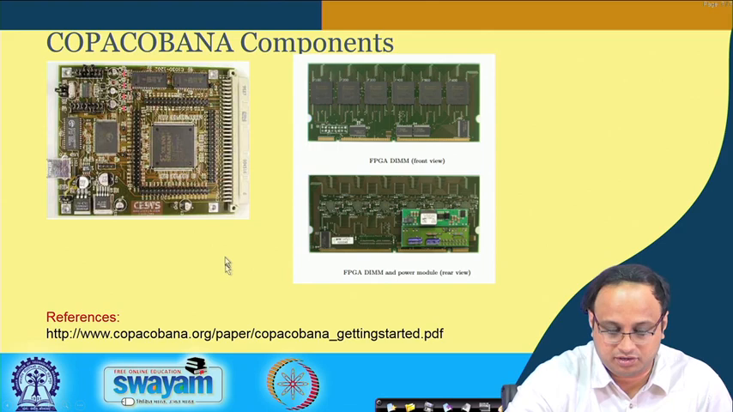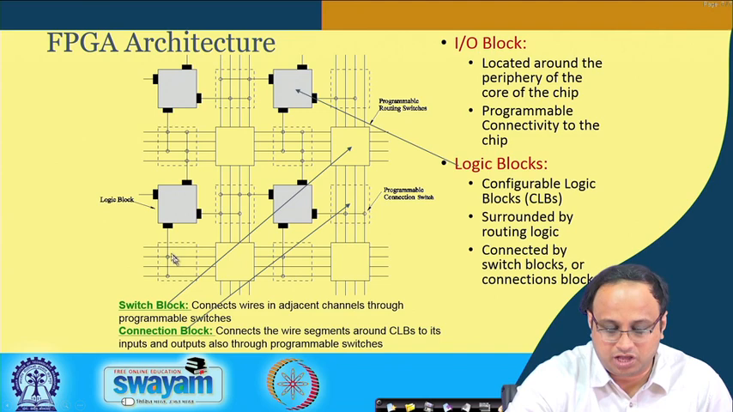So here is a diagram of how an FPGA architecture looks. This architecture is what is called the island architecture. In this architecture, you will see that there are some I/O blocks. These input output blocks are located around the periphery of the core of the chip, and the objective of an I/O block is just to develop connectivity of the chip. That means the chip communicates with the external world through these I/O blocks.